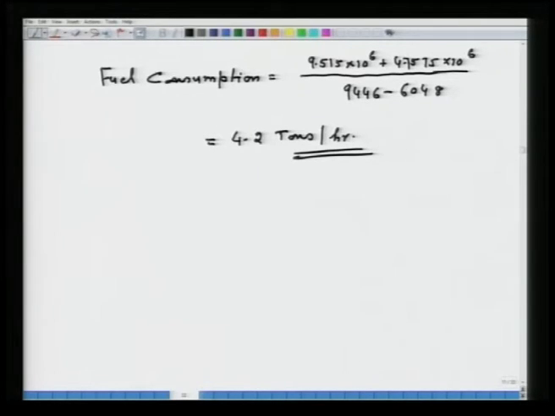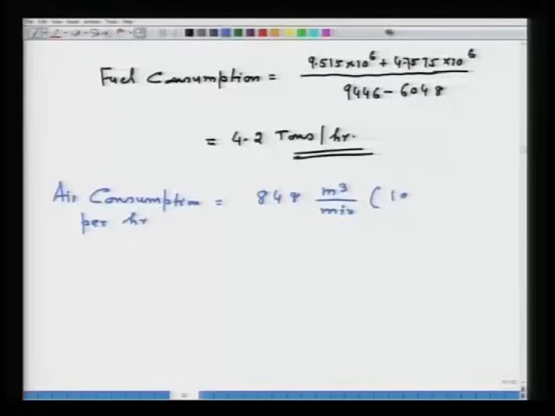We can now easily find out the air consumption. Of course, you have to do the nitrogen balance, and then you know the fuel consumption and so on. So, the air consumption per hour will come to 848 meter cube per minute. I hope you can calculate, the tonnage is given, the air amount is given. That is at 1 atmosphere and 25 degrees Celsius. This is the answer for part B.